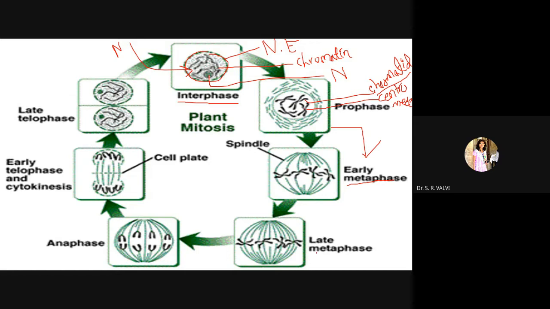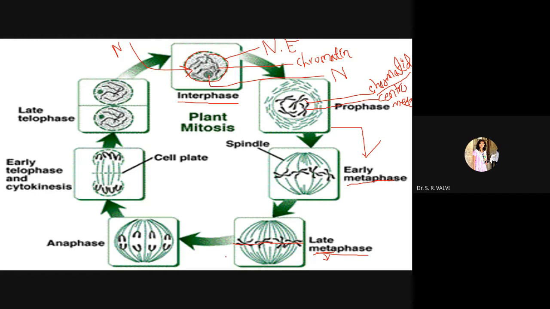In late metaphase, all these chromosomes, with their centromeres, are attached or aligned on the central line, okay. So meta is nothing but the middle line. So on the middle line, these chromosomes are aligned. This is the distinguishing characteristic of metaphase. All the chromosomes are aligned in the middle.